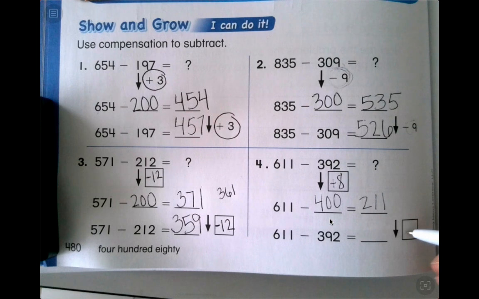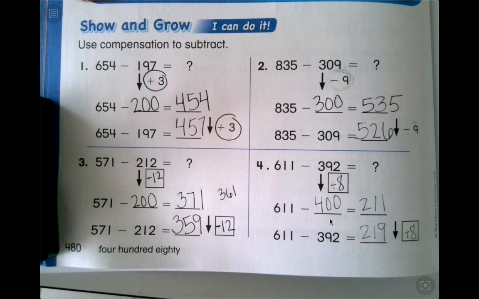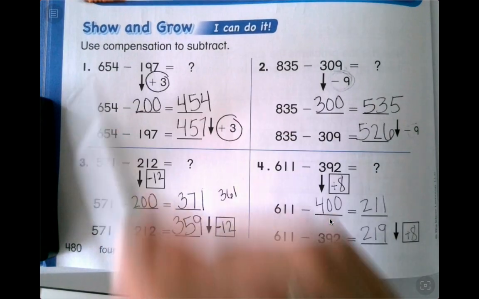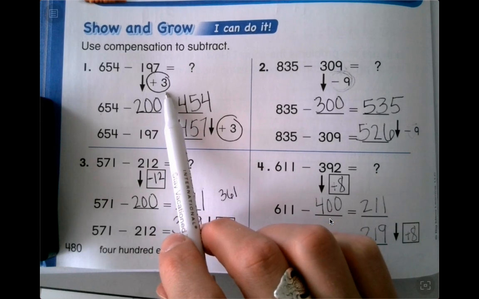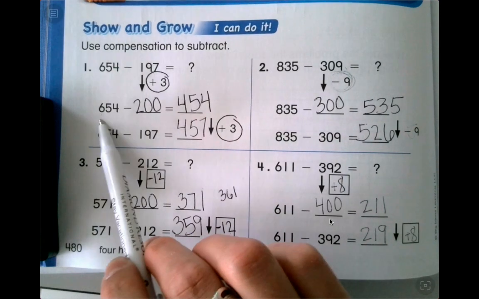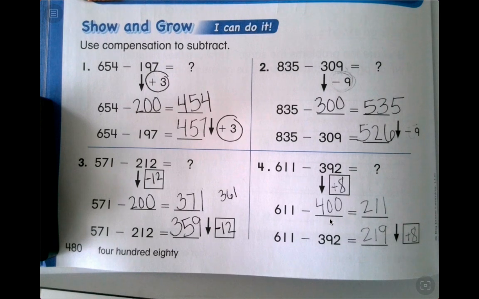Okay. We still need to add our 8. So 211, add your 8. 219. Okay, now, this, in my opinion, I like this compensation, but it's different. It's different, isn't it? We instead are adding, because we added there to make it a new equation. And since we have this new equation, we have to add down there.